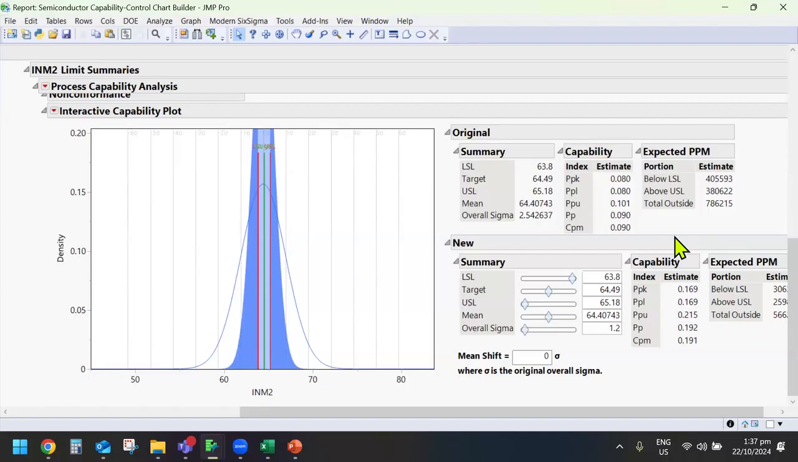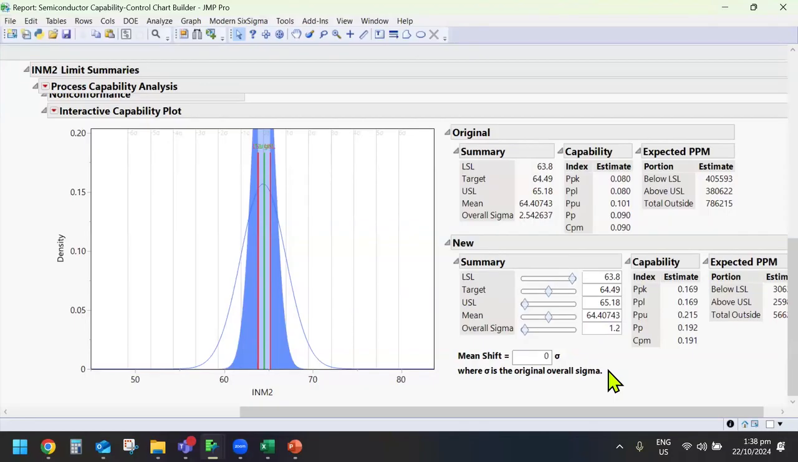My CPK, of course, will improve. Is it good enough? Not really. It is far away from, let's say, 1.33 or 1.67. At least you get some idea. Otherwise, without this one to visualize, wow, you see, I reduce 50% of the standard deviation, a big achievement.